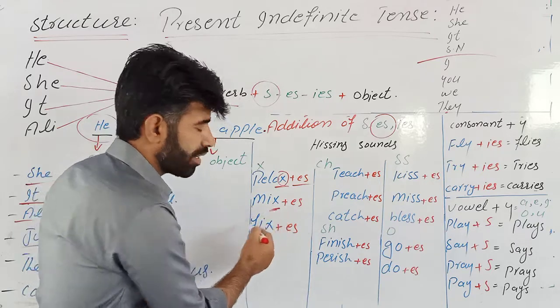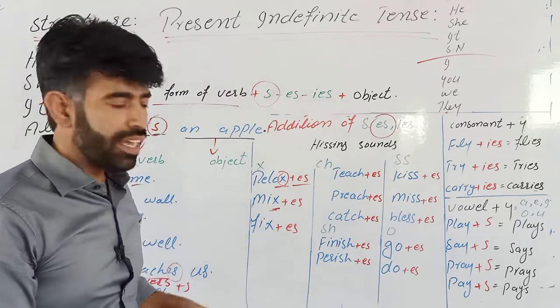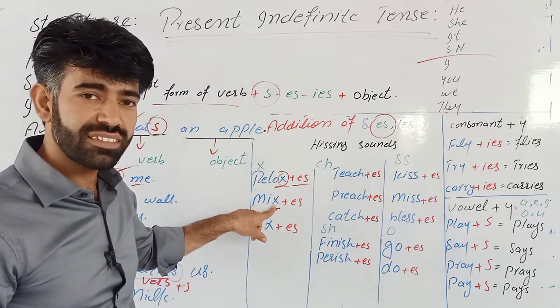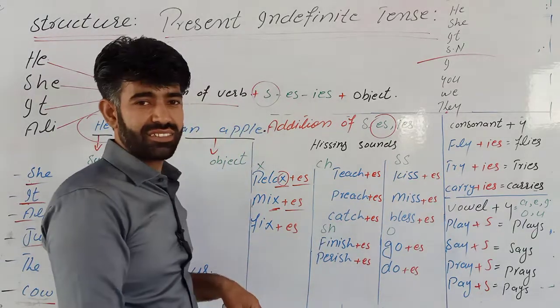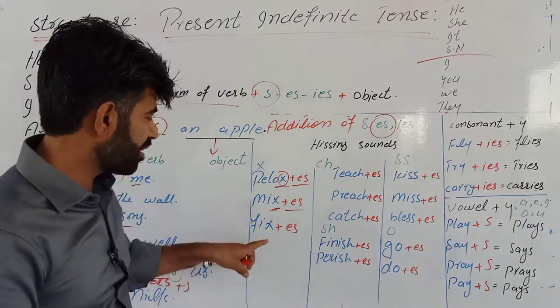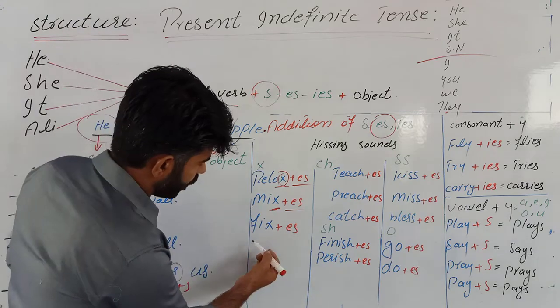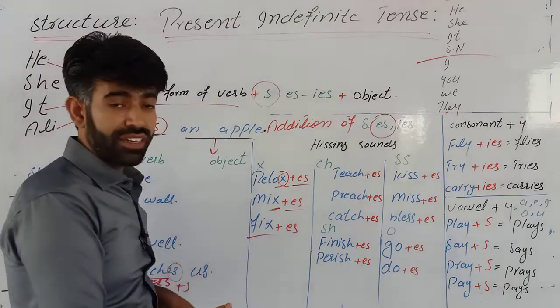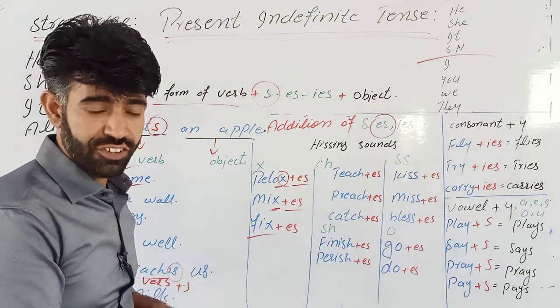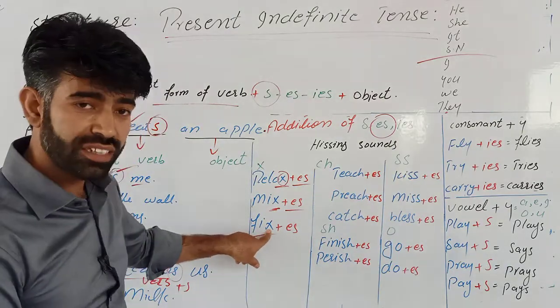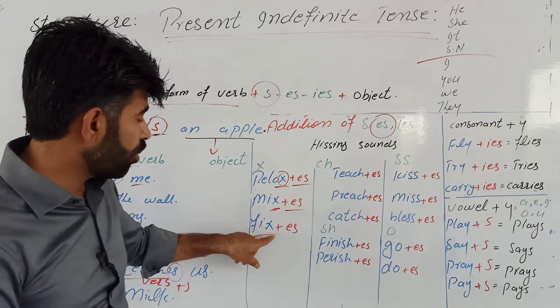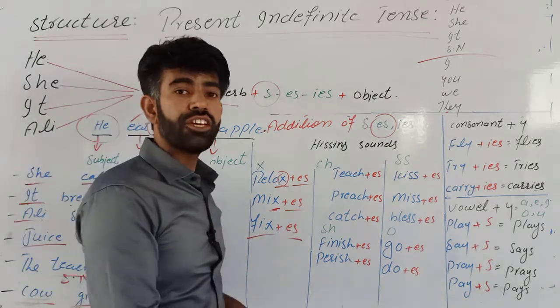In the same way, mix. Mix is also a verb, and you have this X at the end. So what do you have to do? You have to add ES. And this is the correct way. And here once again, fix. Fix is also a verb. Fix it for me. So, fix, and you can see X at the end of the verb. So, what do you have to do? Once again, ES at the end.